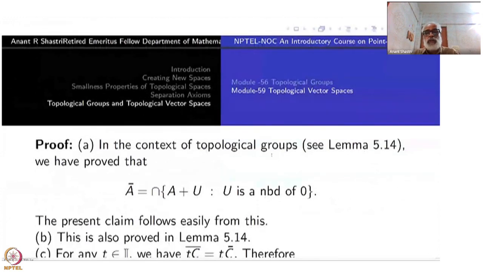In the context of topological groups, you can check lemma 5.4. We have proved that A bar is equal to the intersection of A plus U, such that U is a neighborhood of zero. If you take all the neighborhoods, then this is just what you have done in the multiplicative notation, so it is true for this one also. But then you can just restrict it to a neighborhood system. So that will be a smaller family of the same members of this family itself. So the intersection has to be larger. But here, the smaller family has the property that each member is contained in some member here. Therefore, the equality occurs.